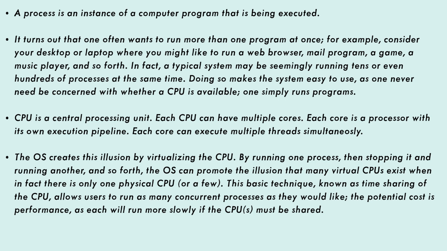We have one processor, and the number of applications we want to run will be more than one. The number of processes we want to run will be more than one. So somehow these processes need to share the CPU. This basic technique is called time sharing, which allows users to run as many concurrent processes as they would like. The potential cost here is performance, as each one will run more slowly if the CPU has to be shared.